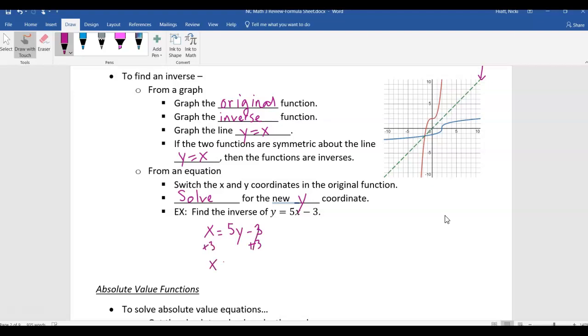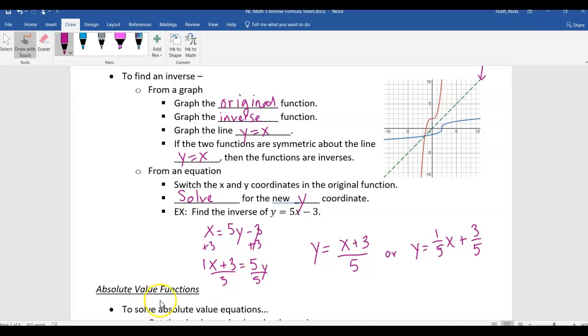So I would have x plus 3 equals 5y. And then I'm trying to get that y by itself, so I'm going to divide both sides by 5, which we can just write like this, x plus 3 over 5. Or you may see it written like this. You may divide each one of those things individually by 5, and you might see it like this, y equals 1/5 x plus 3/5. Those two are equivalent to each other. Either one of those could be the answer.